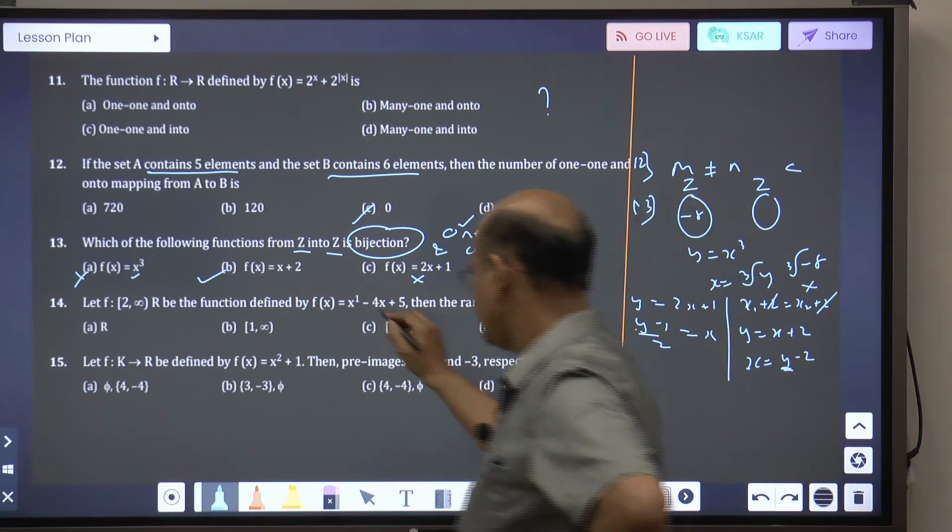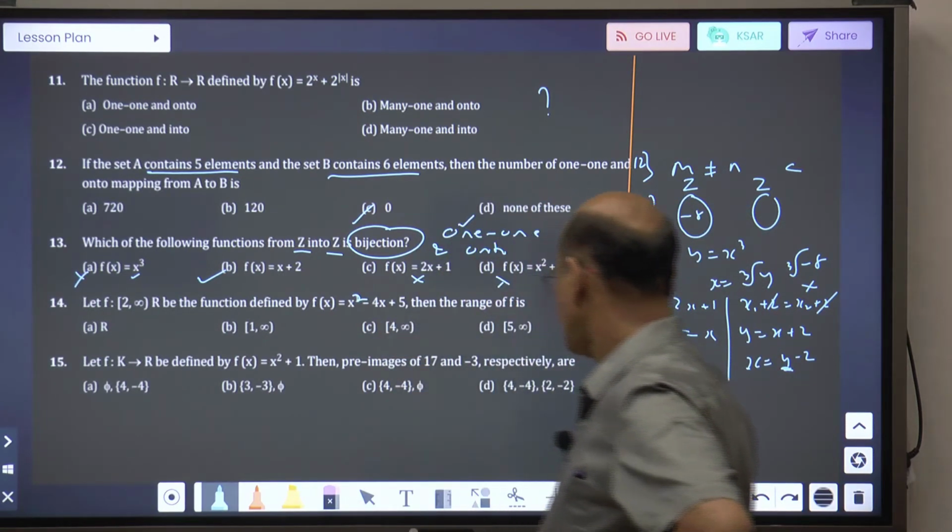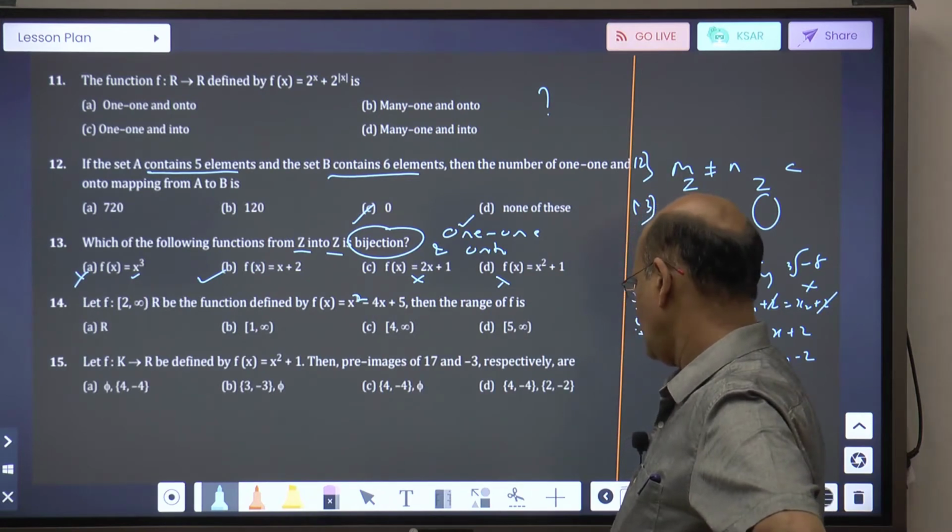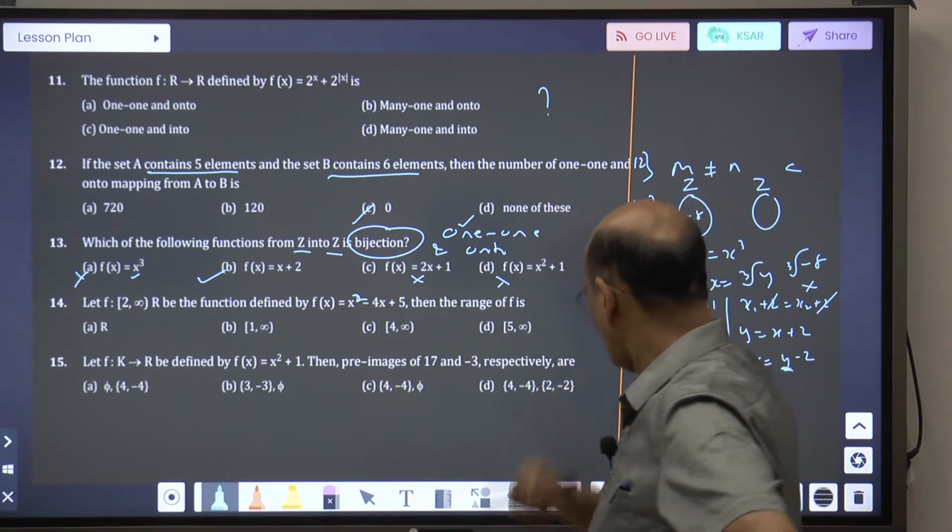This is square, by the way. This is square. Okay, I hope you got this point clear.